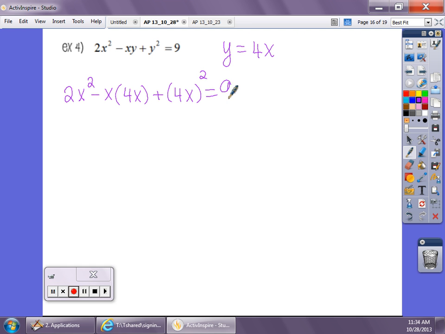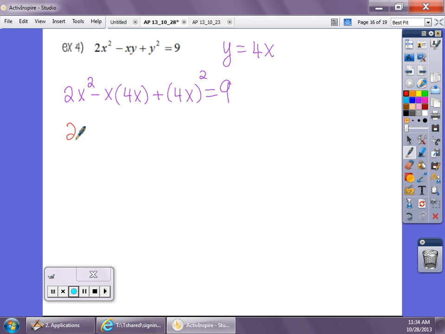Eyes up here, just double checking when you substitute in. Please use parentheses. Why? Because I should have parentheses (4x), whole thing squared. If you ended up with 4x squared, you'll get the problem incorrect. So you use parentheses when you substitute in.